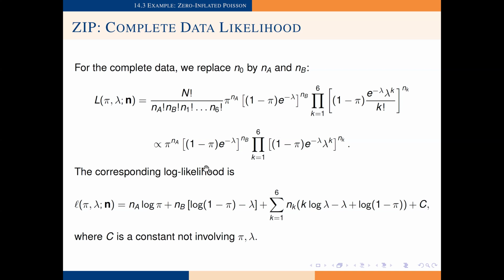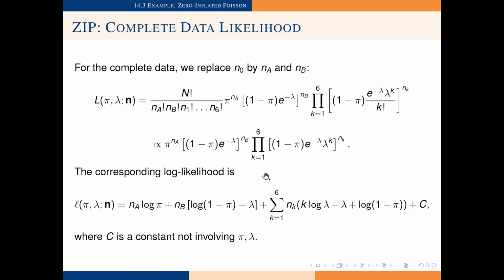If we take the last part of the likelihood and take its log, then we know that essentially the complete data log likelihood, the log likelihood of pi and lambda given n, where n is both the observed and the missing data, NA and NB, is going to be the log of this thing, which is essentially NA times log of pi plus NB times the log of 1 minus pi minus lambda. The minus lambda comes from the e to the power of the negative lambda.